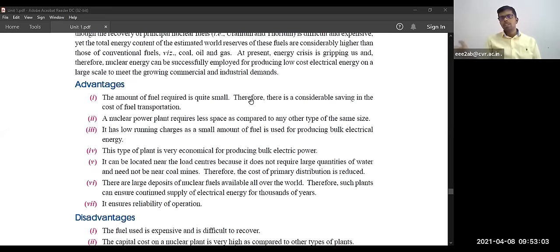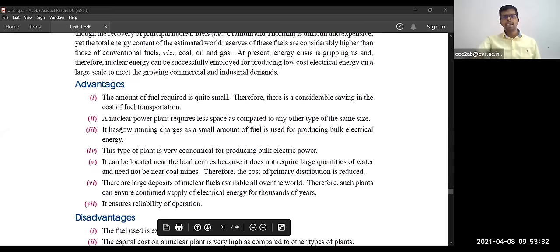If you see a coal power plant, there is the coal handling plant, ash handling plant, then the boiler and furnace, which itself takes about 60% of the whole space. After that, the generator, the cooling tower and all that. But this itself takes more space. So the nuclear power plant takes less space.